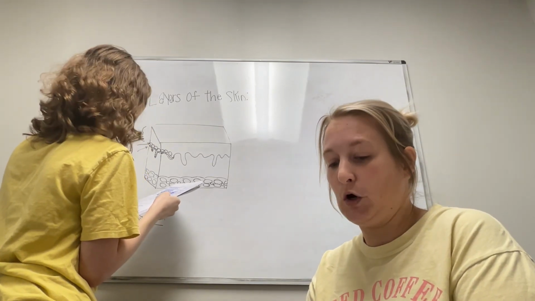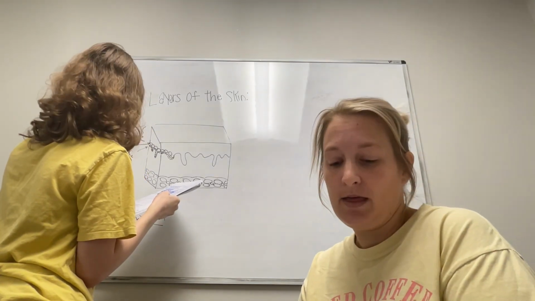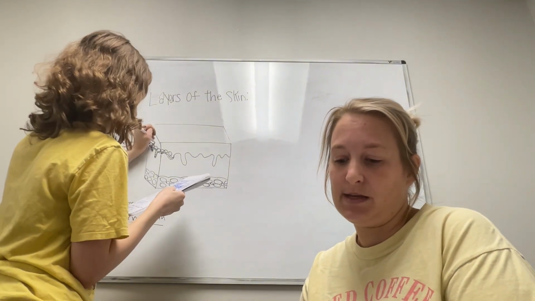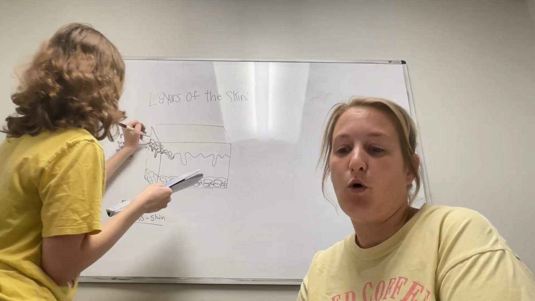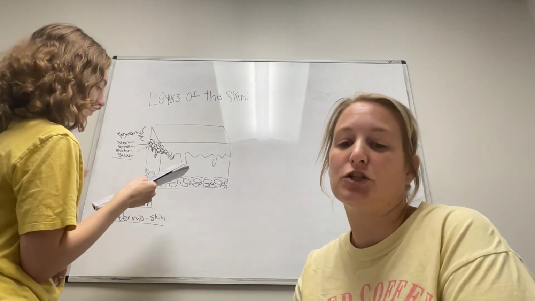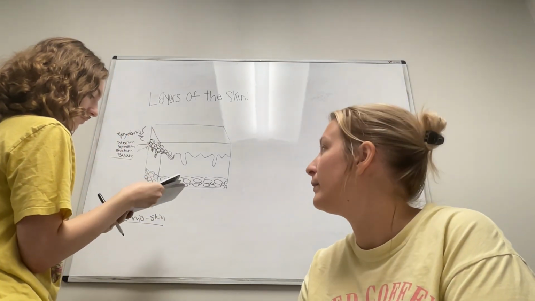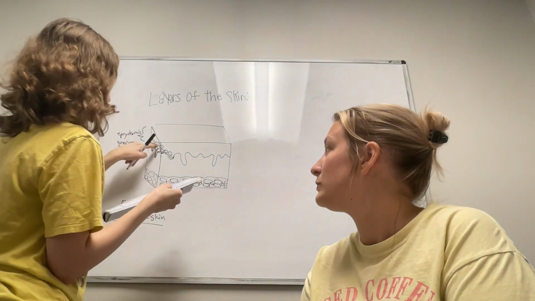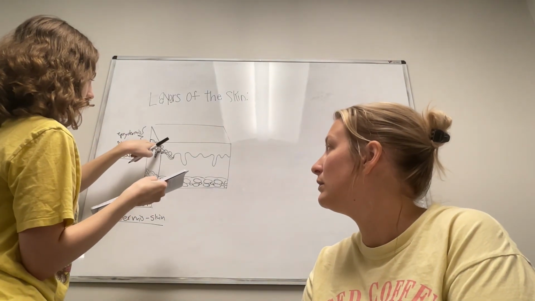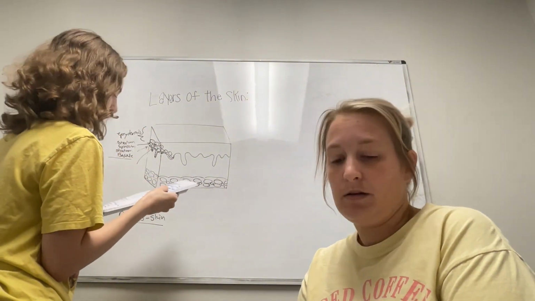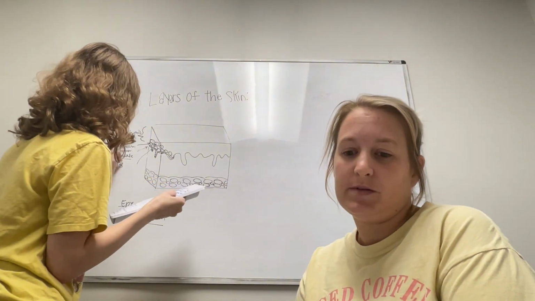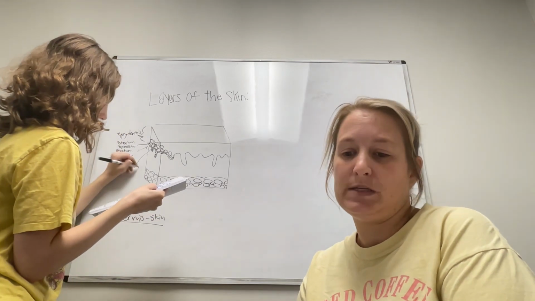So now we have the stratum granulosum. It is a grainy layer. It's a thin layer of cells in the epidermis. It helps form waterproof barriers that function to prevent fluid loss from the body. And this is when the nucleus within the cell starts to dissipate and disappear as it dies away.